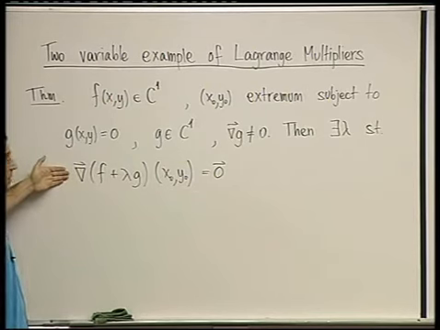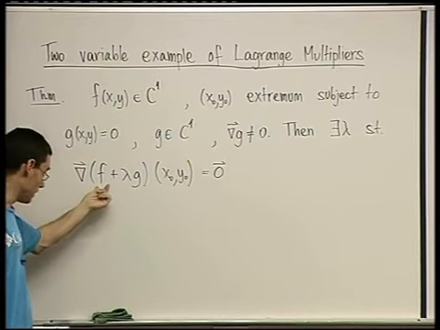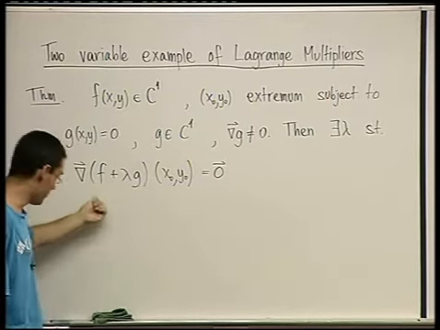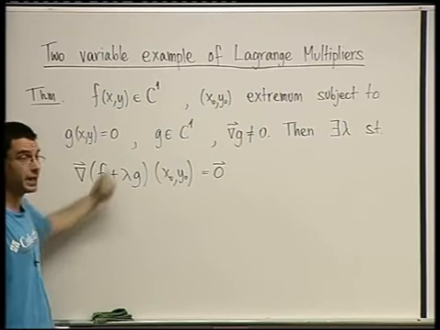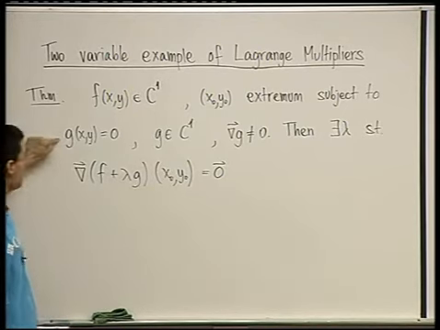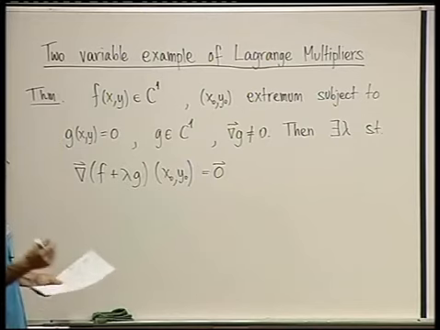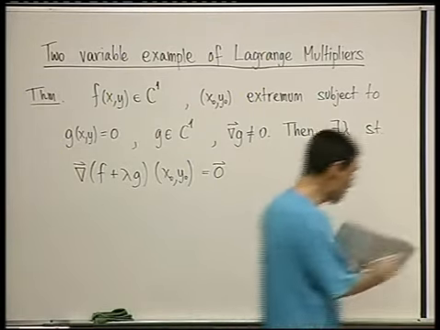And this breaks into two separate equations. The derivative of f plus lambda g with respect to x has to be 0. The derivative of f plus lambda g with respect to y has to be 0. Plus a third equation, which is g has to be 0. Okay? So let's do an example. So here's the example.